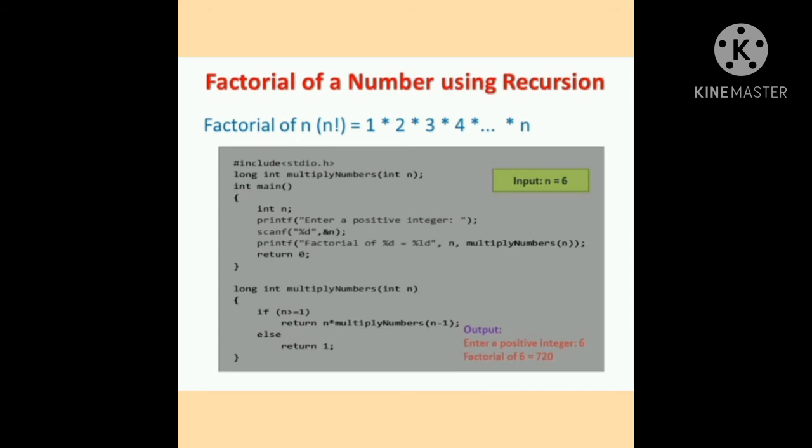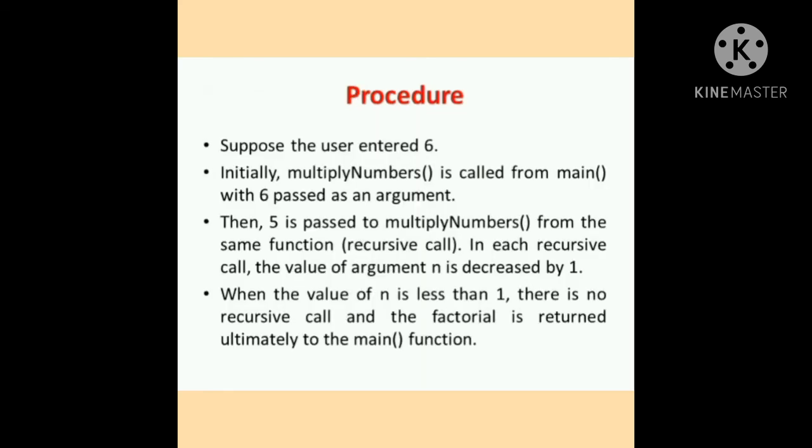Next we are going to see the example of factorial of n numbers using recursion. When you see n factorial, it works as n into 2 into 3 into 4 up to n. In this factorial program, the input n is 6. The recursive function is named multiply number. The actual argument 6 is passed to the formal argument. It checks the condition, and the multiply number recursive function is called repeatedly. The final result of the factorial of 6 is 720, which is printed here. This is the procedure.